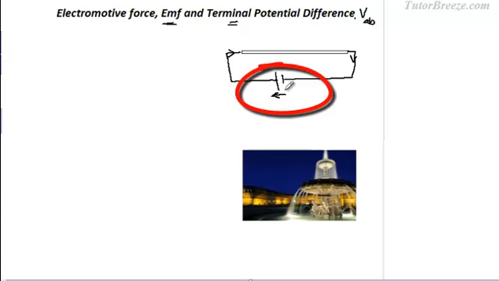Now, what makes the charge move from a negative potential to a positive potential, which means from a low electric potential energy region to a high electric potential region? This is the EMF of the cell, and this is exactly what we are going to talk about in this lesson today.